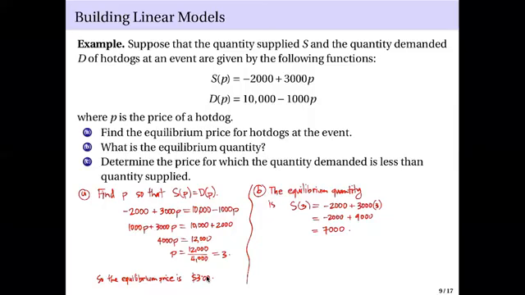Meaning, if the seller intends to sell the hot dogs at $3, the seller just needs to produce 7,000 hot dogs and everything will be sold.